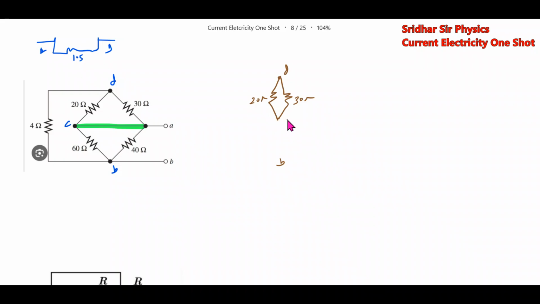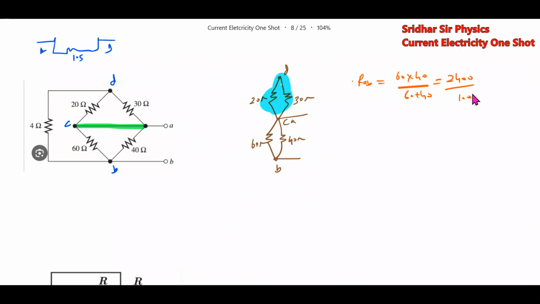Between C and B, this is a resistor. So these two overlapping ones will not get added to the resistance. The effective resistance RAB will be 60 into 40 by 60 plus 40, 2400 by 100, which will be 24 ohm only. These resistances will not get added up to the circuit. Very simple, very, very important.